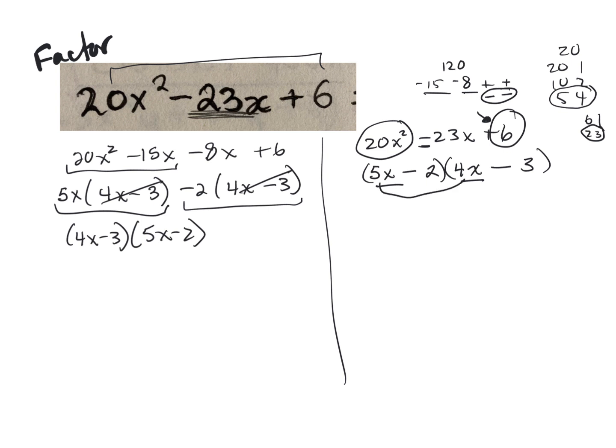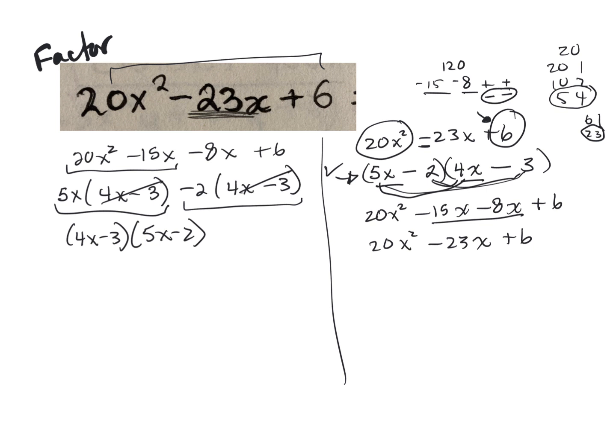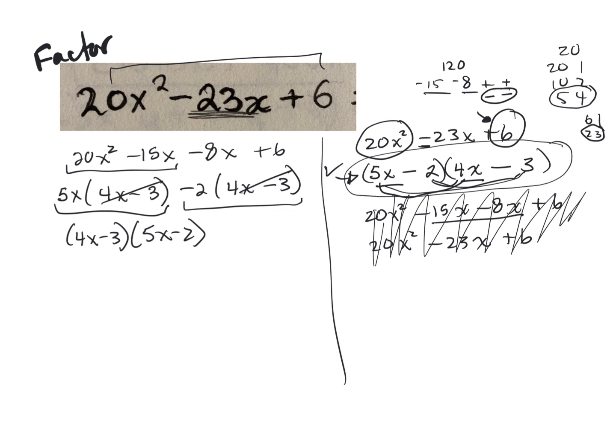So 5x times that is 20x squared. This times this is a negative 15x. This times this, negative 8x. And this times this is positive 6. And when I put those together, negative 15 minus 8 is a negative 23x plus 6. So the guess that I did here was correct. So I don't need to show all this check stuff. The answer to that factorization is right there.